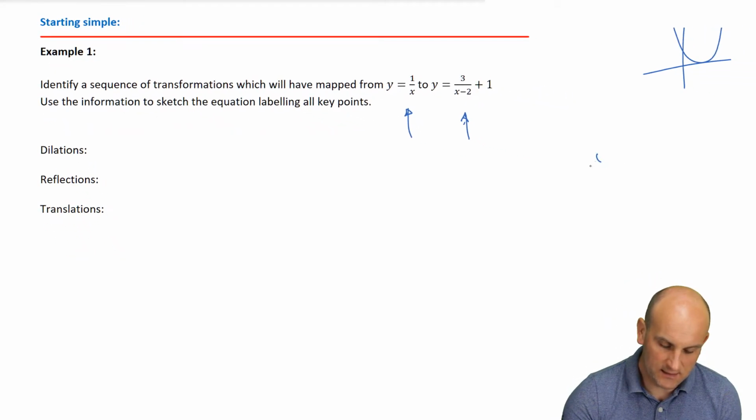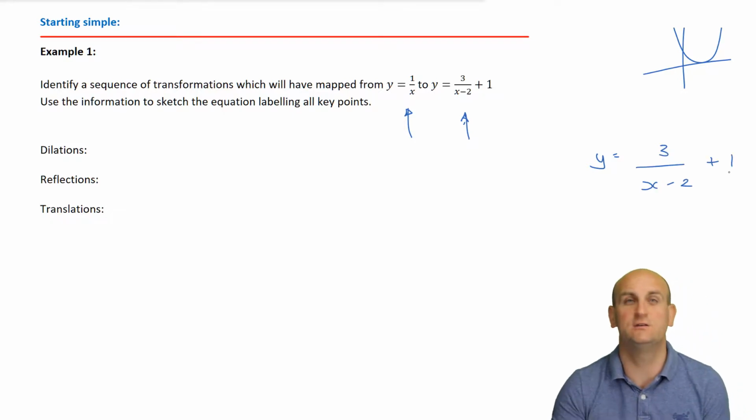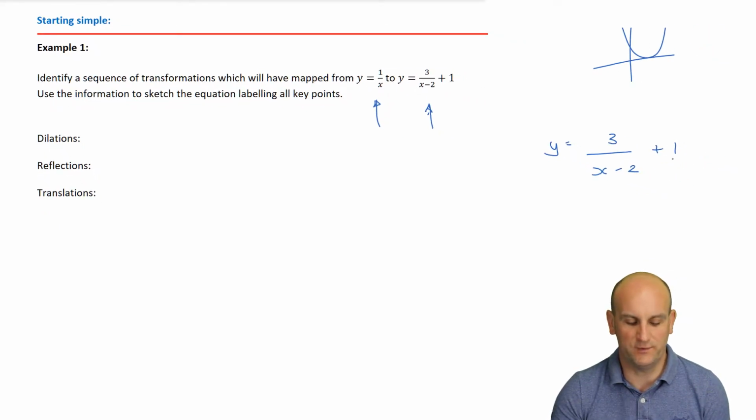So I'm going to write it out slightly larger. y is equal to 3 on x minus 2, plus 1. Now, I could use my matrix algebra, but I've got to start getting to a point where I can look at these things and know what's happening. So the first thing I'm going to notice is a dilation.